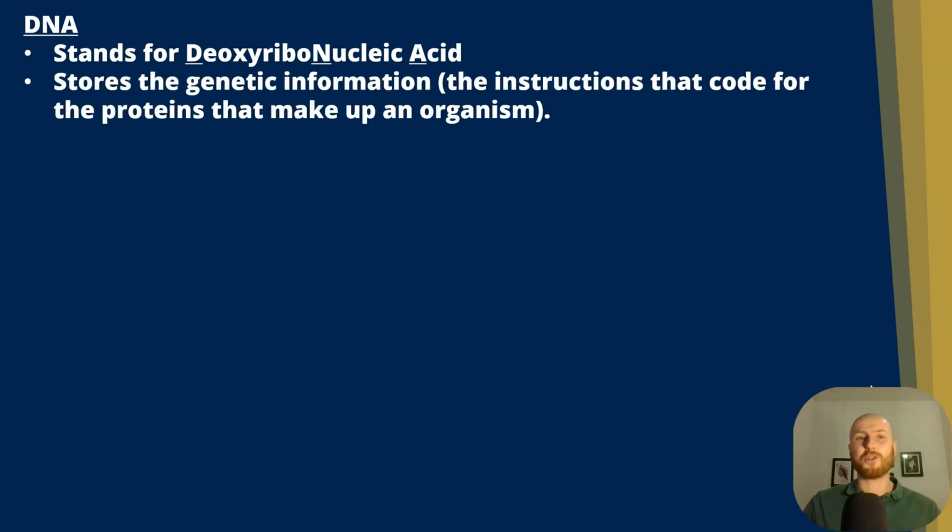Now, DNA first of all stands for deoxyribonucleic acid. Now this stores the genetic information, which is the instructions that codes for the proteins that make up an organism. The proteins in our body, for example, the keratin that makes up our hair and nails.